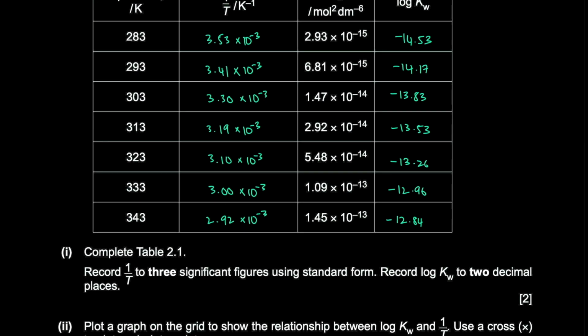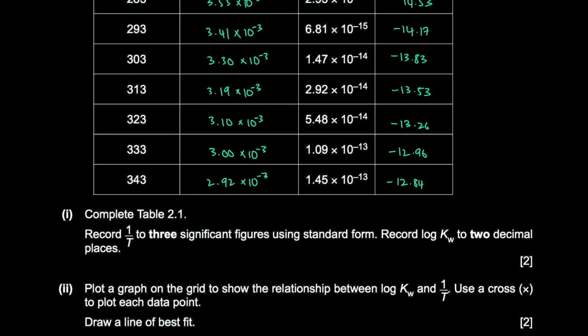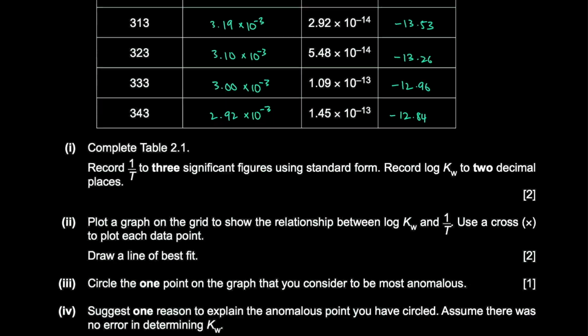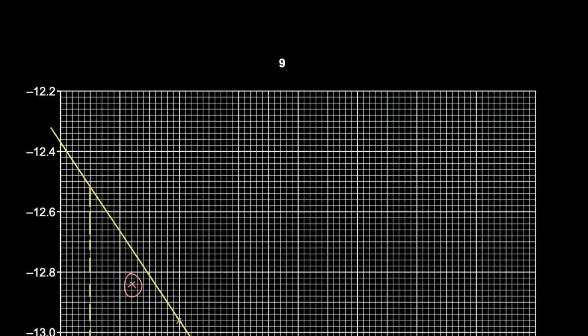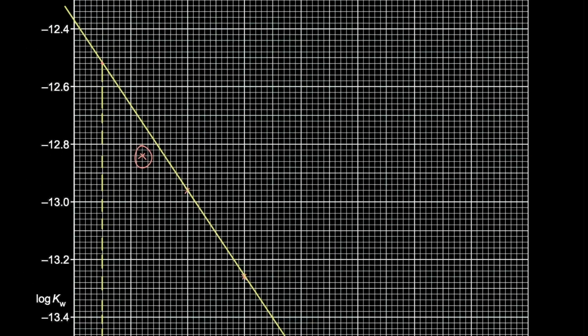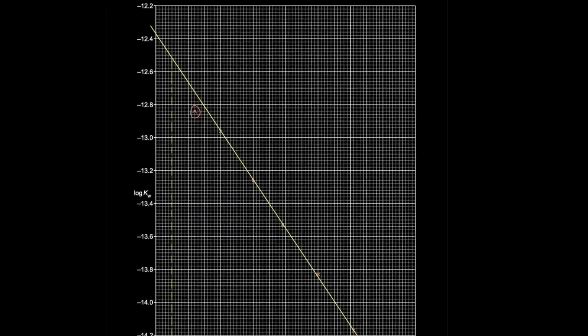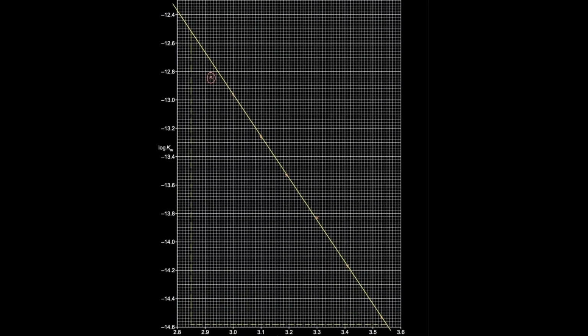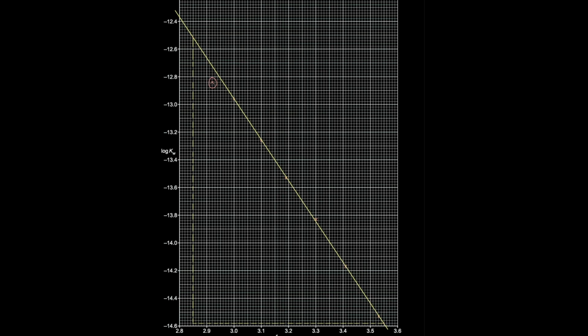Round correctly. Plot a graph on the grid to show the relationship between log of Kw and 1 over T. Use a cross to plot each data point and draw a line of best fit. So I've done that here. I've drawn the line of best fit right here. I've also circled the anomalous point, and I've shown the 2 points that I've chosen to find my gradient.